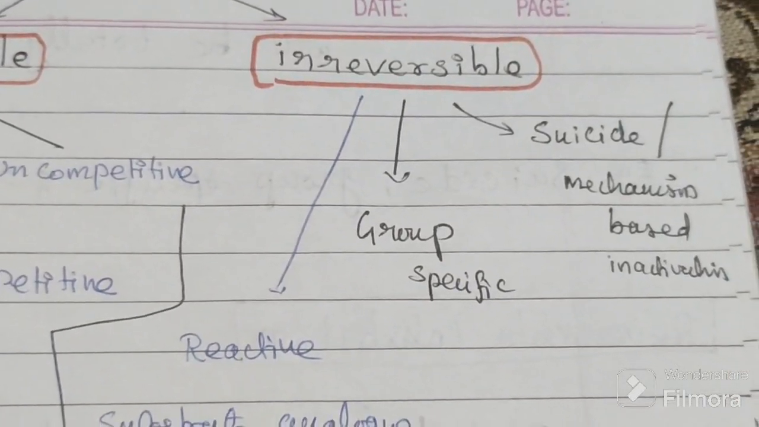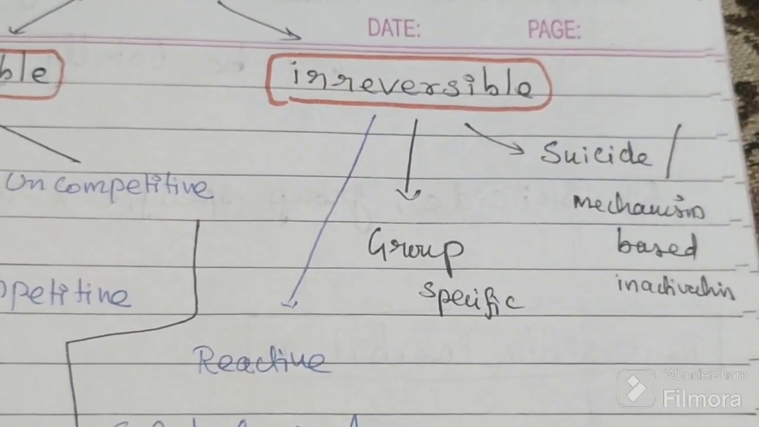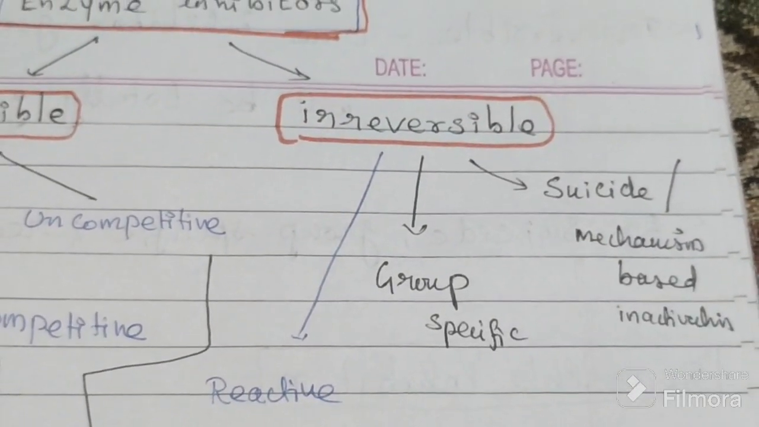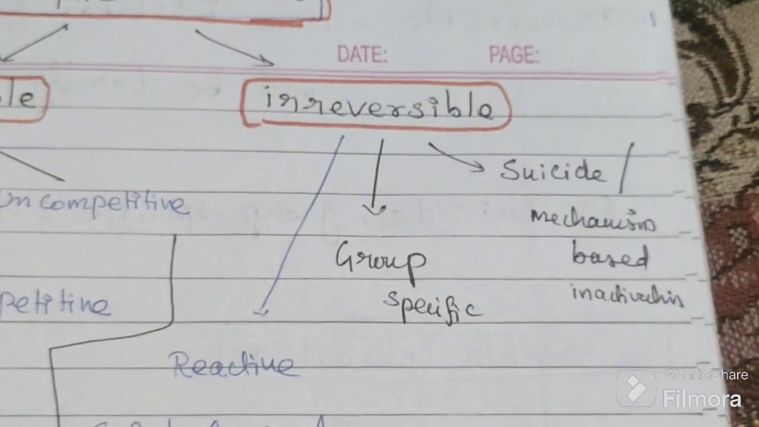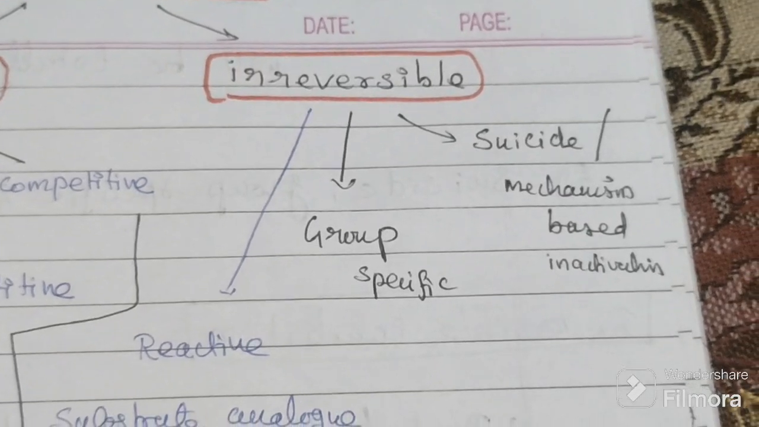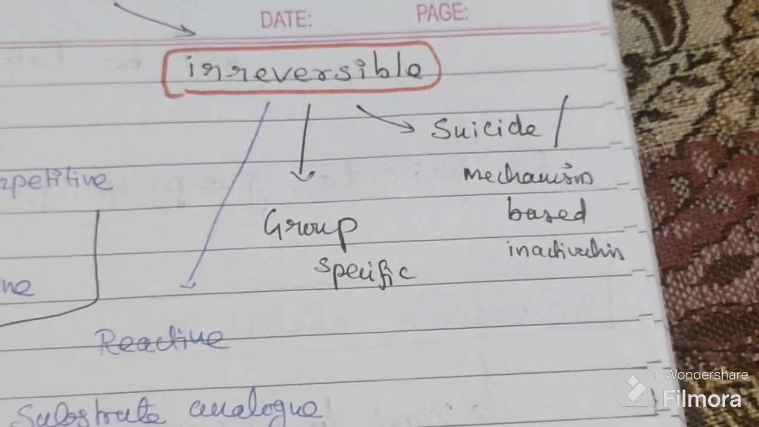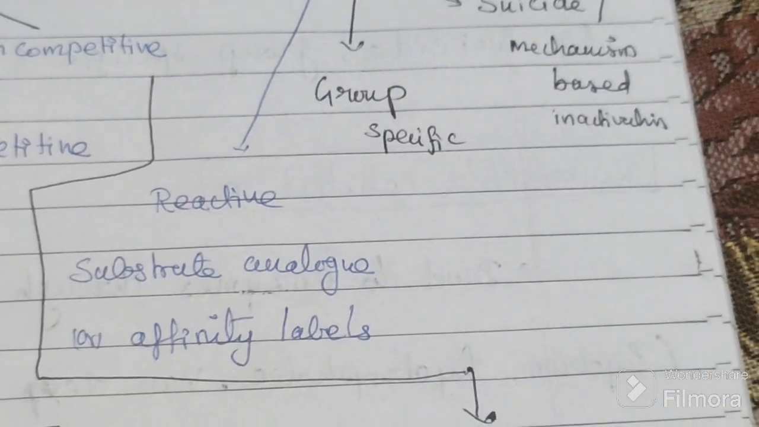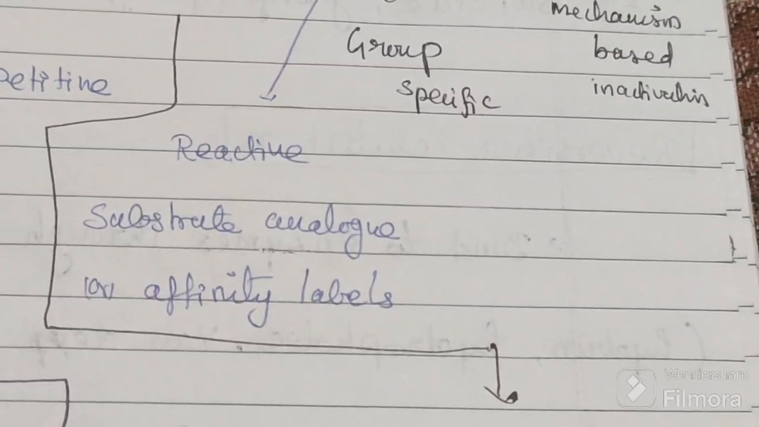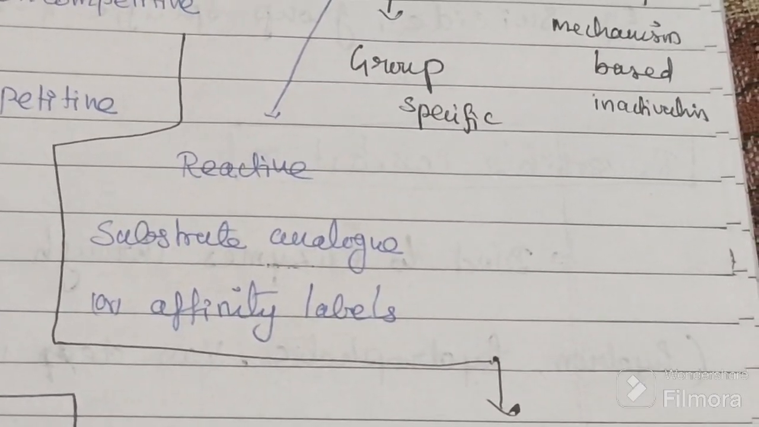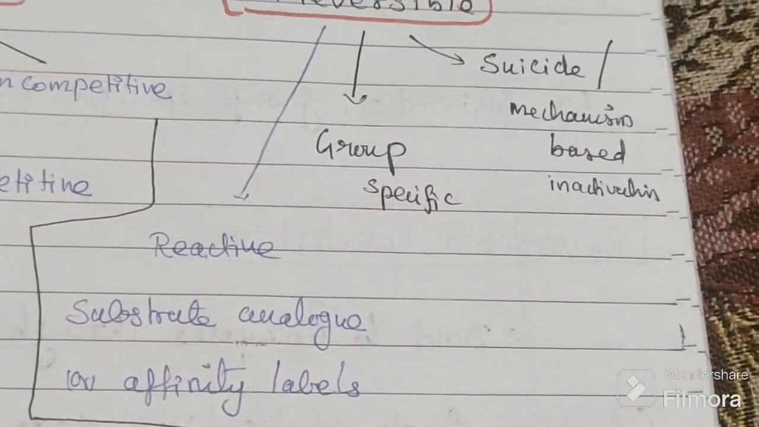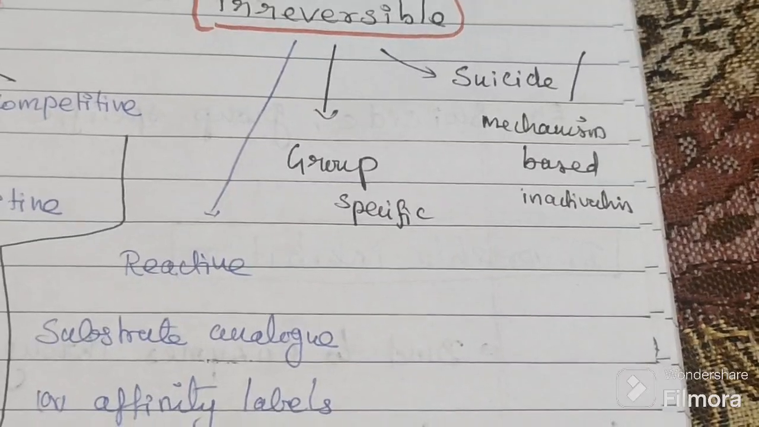Next, irreversible. Once the inhibitor goes and binds, that enzyme will be totally gone. Examples are suicide inhibition, or mechanism based inactivation, then reactive substrate analog or affinity inhibitors, affinity based inhibition. We will discuss one after the other.